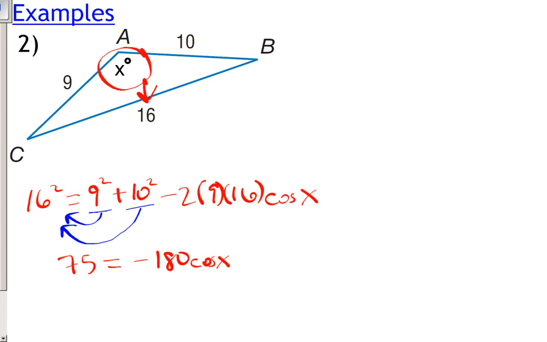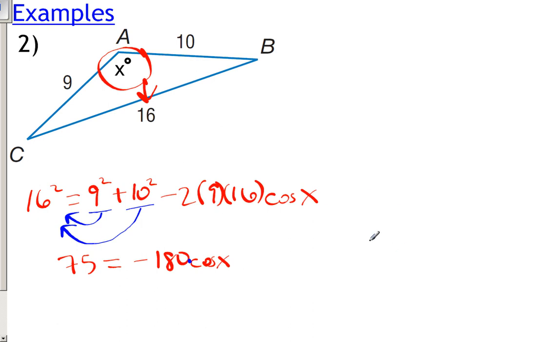75 equals negative 180 times cosine x. A very common mistake is to take this 2, 9, and 16 and add it with the 9 squared and the 10 squared. But you can't do that because don't forget there's a big multiply sign right between those two.